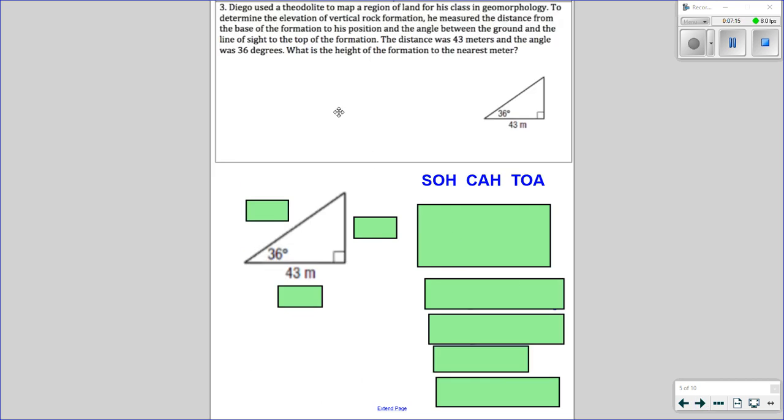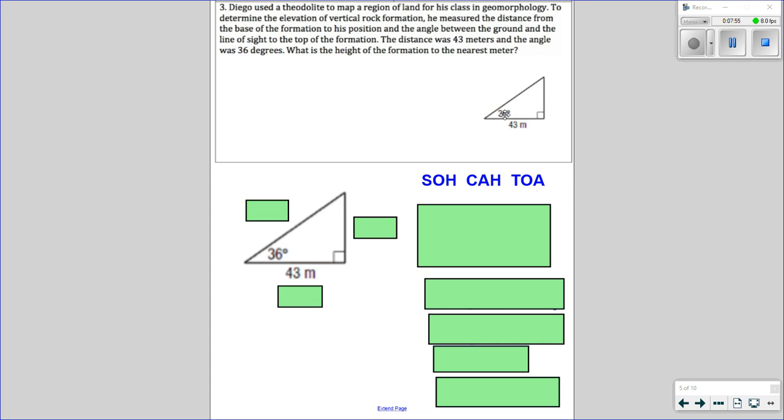All right, so now we're going to apply what we learned using word problems. So it says Diego used a theodolite to map a region of land for his class in geomorphology. Geomorphology. That sounds so hard to say. But to determine the elevation of a vertical rock formation, he measured the distance from the base of the formation to its position and the angle between the ground and the line of sight to the top of the formation. The distance was 43 meters and the angle was 36 degrees. What is the height of the formation to the nearest meter?